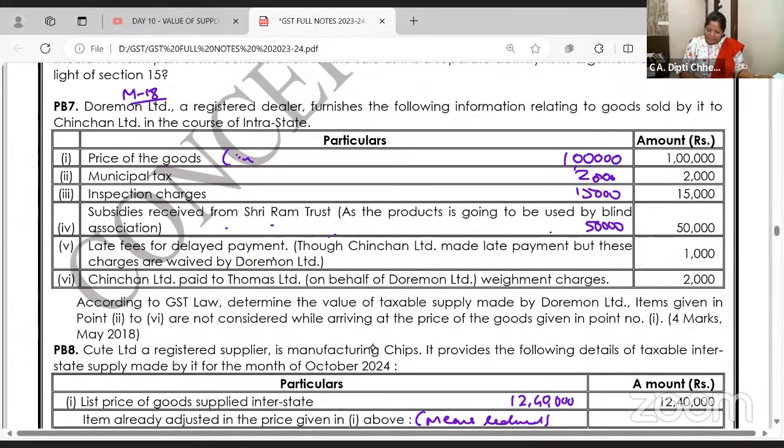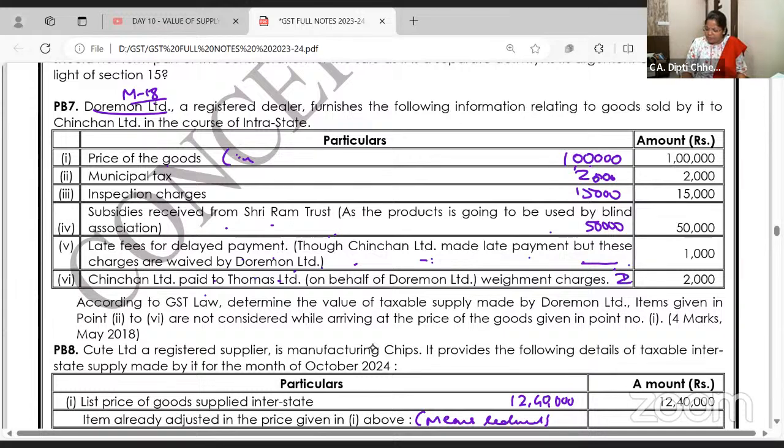Okay, late fees. Though Sinchan Limited was charged late fees, these charges were waived. This is a point which goes wrong for maximum students in the exam. Because the mind says, Deepti ma'am said add late fees, penalty, interest, everything. But if the late fee of 1000 was charged and then the supplier said, okay, leave it this time, then it is waived off, so you will not include it. But you write in the inner column late fees waived off 1000, and dash in the outer column. Sinchan Limited paid to Thomas Limited, a third party, on behalf of the supplier, weighing charges.